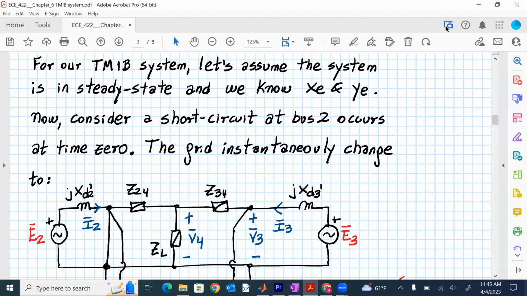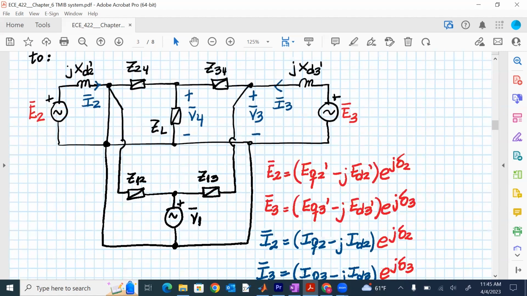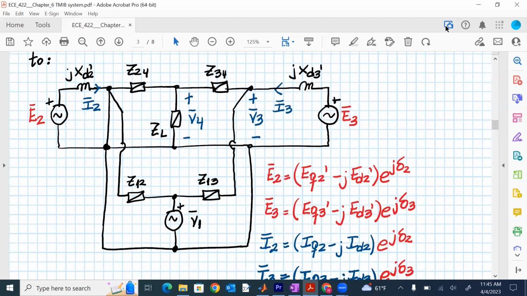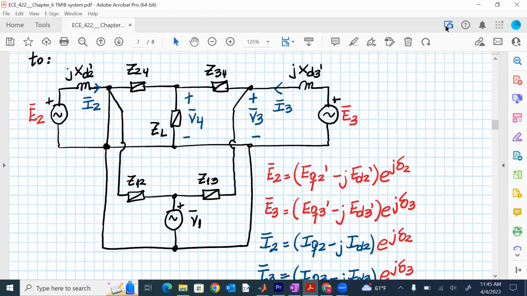So in our system, we're going to assume that this time t0, when we have the disturbance, is actually 0. At time 0, we will have a short circuit at bus 2. So the system representation is what we have here in the circuit. As you can see here, the voltage V2 is set to 0 because we have a short circuit.